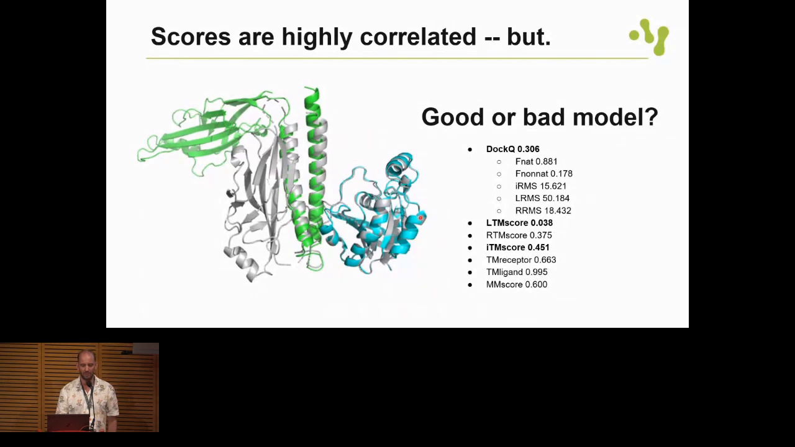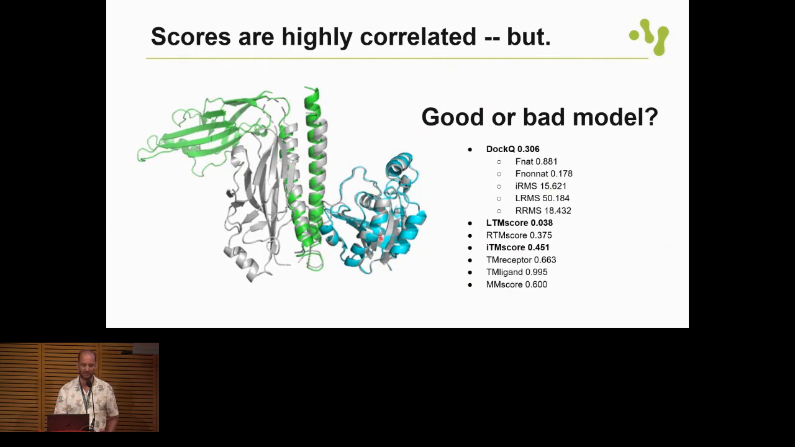So certainly the interface is perfect. You can look at the interface call, it is very good. And it probably is like one of the proteins is predicted wrong. So is this a good docking or is it not a good docking? The DocQ score is actually pretty good, 0.3. If you look at the TM score of the ligand, the smaller protein, is excellent, but it's bad for the receptor, the big protein.